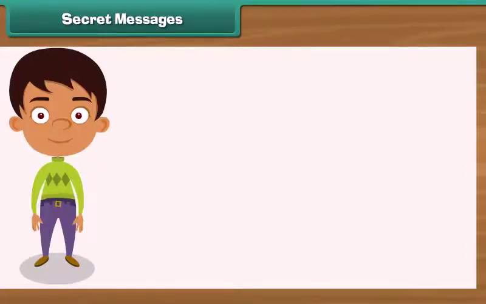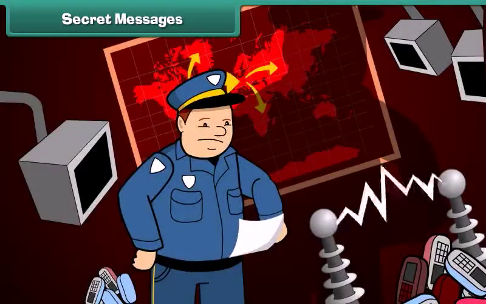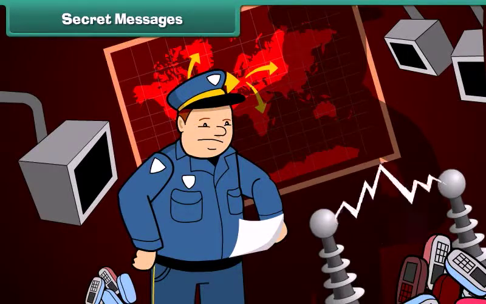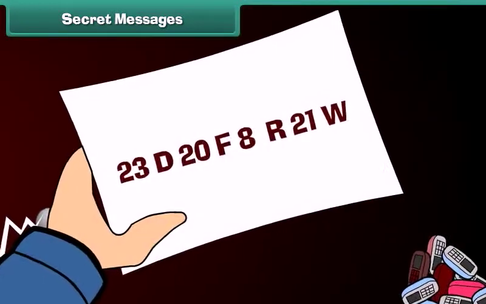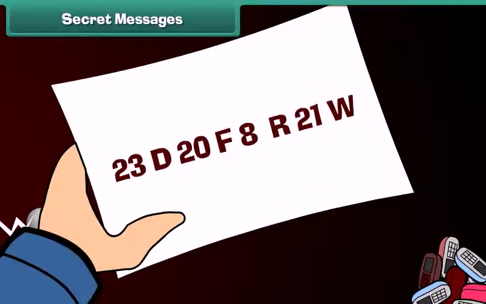Secret messages. You must have read about secret messages in mystery stories. You must have also seen the use of secret messages in war movies. Let us understand what secret messages are. Secret messages are messages that are coded in a particular way so that the enemy does not understand it. Let us decode a secret message.